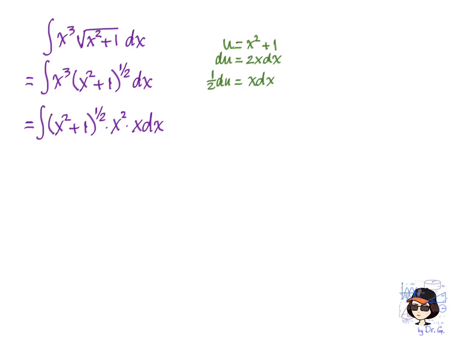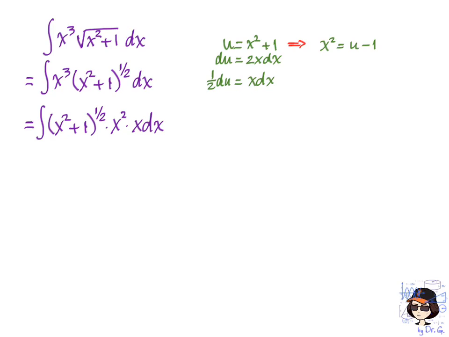So we see we can get rid of the x squared plus 1, we can get rid of the x times dx, but what are we going to do with the x squared? Well, go back up to the substitution that we're making. If u is equal to x squared plus 1, that means that x squared is just u minus 1. So now we can get rid of all of the x's.